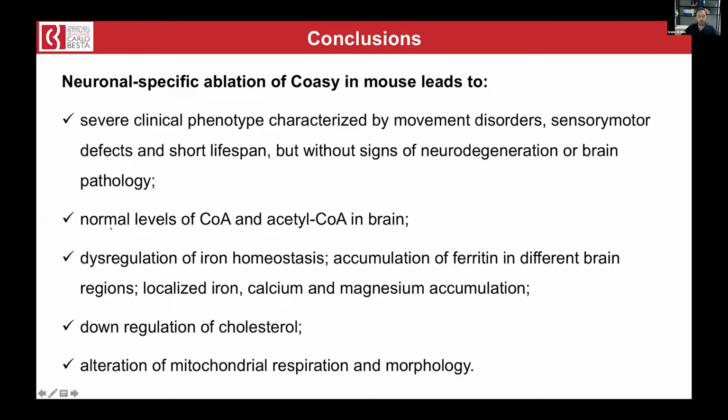Surprisingly, we found normal levels of CoA and acetyl-CoA in brain, and we are investigating right now this situation, but we don't have at the moment data. A dysregulation of iron homeostasis and an initial accumulation of iron and calcium and magnesium in brain, a downregulation of cholesterol, and an alteration also of mitochondrial respiration and morphology.